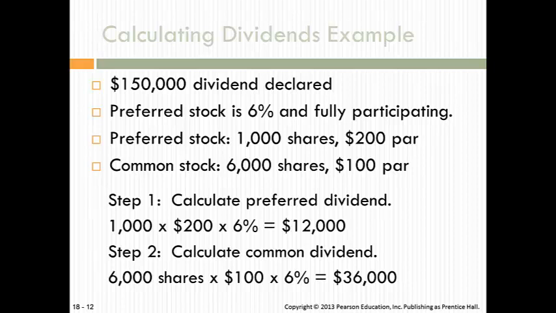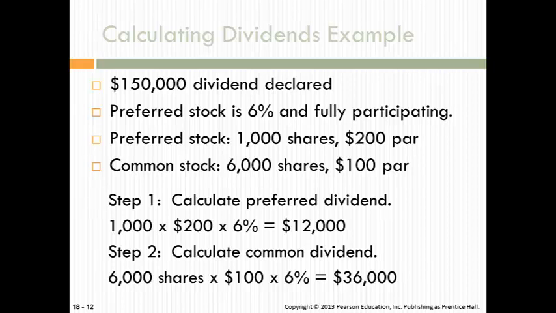The first step is to calculate the amount of dividend that goes to the preferred stockholders. To find this amount, multiply the number of shares times the par value per share by the percentage given. And you see here the result is $12,000. Since our total dividend is $150,000 and we've only allocated $12,000, we continue on to step 2.